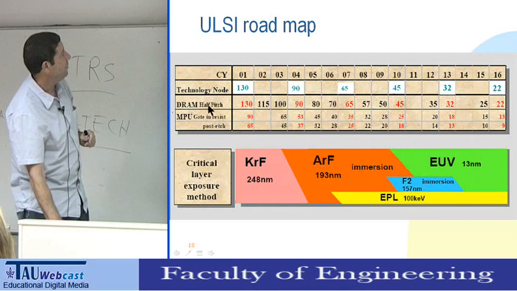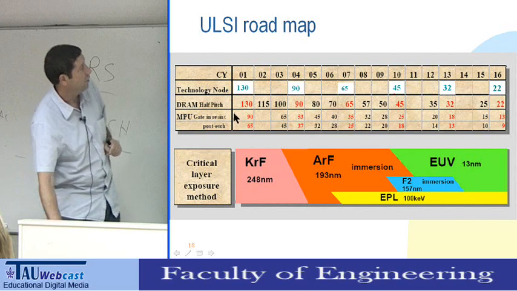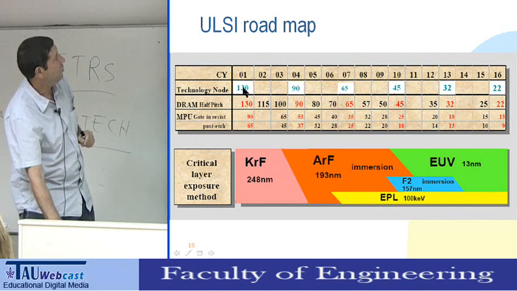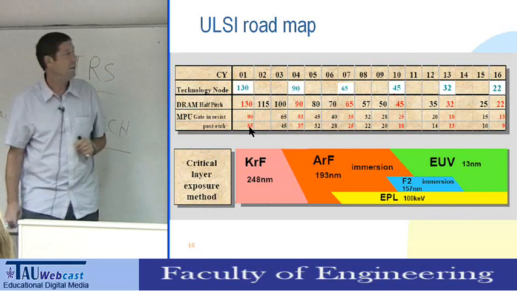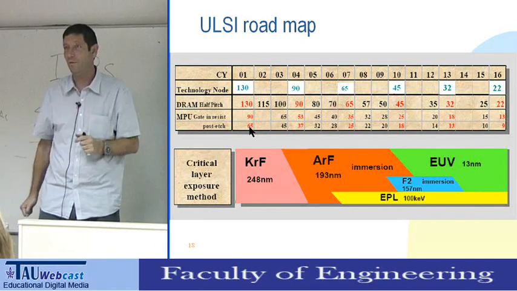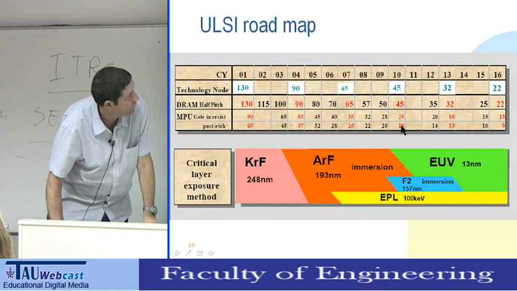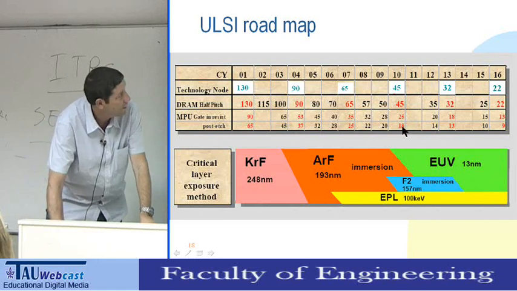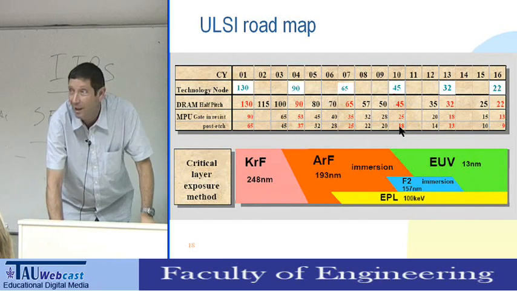So if you look at DRAM half pitch, it was 130 here, 90 here. So the DRAM half pitch is about the technology node. For the MPU microprocessor, when the node was 130 nanometer, the microprocessor gate in the resist was 90 and the post edge was 65 nanometers. Because the pitch was 130, the gate was 65. And if you look at the number here, at the 45 nanometer node, the gate width was 18 nanometers. This is post edge. It doesn't mean this is the electrical length of the device.